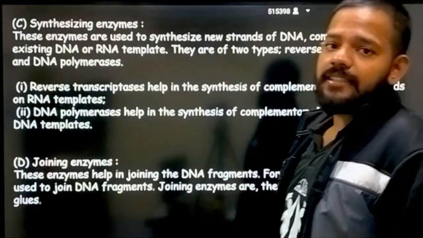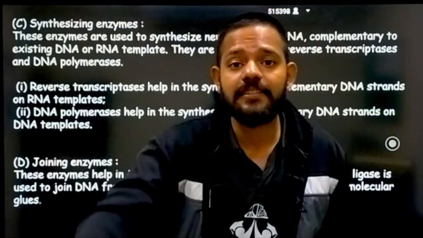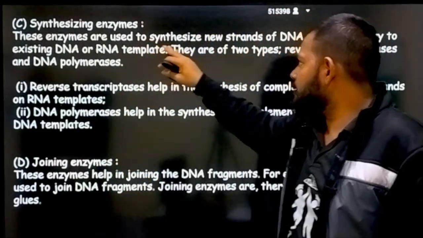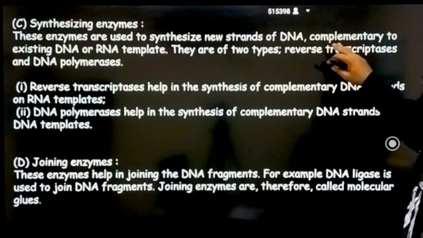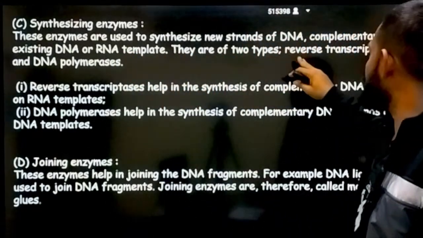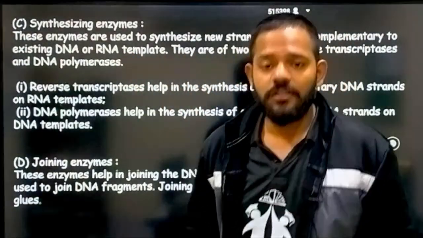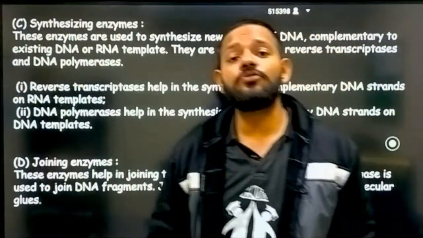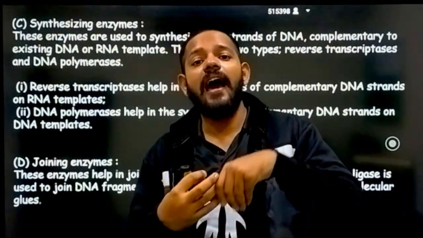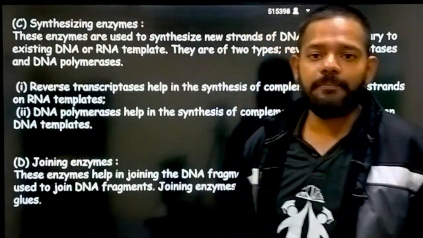Next category we have is synthesizing enzymes. These enzymes produce something; they are used to synthesize something. These enzymes are used to synthesize new strands of DNA complementary to an existing DNA or RNA template. They are of two types: reverse transcriptase and DNA polymerase. These are used to synthesize DNA and RNA strands.